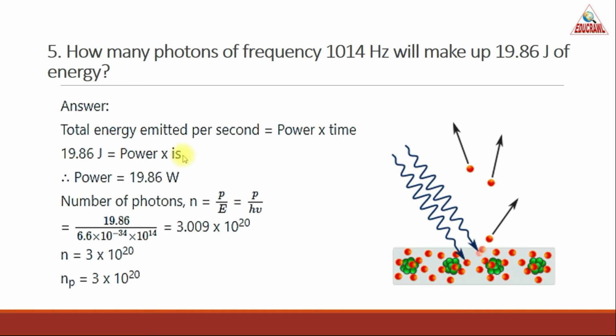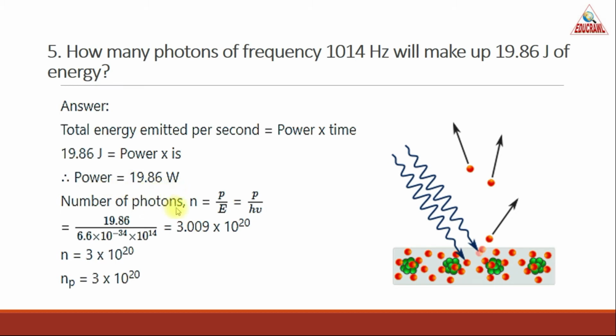So time, the unit is second. So the second when you take to the other side of the equation, it comes to the denominator. Hence the value becomes 19.86 joule divided by second. Joule by second or joule per second is called watt. Hence the power is 19.86 watt.